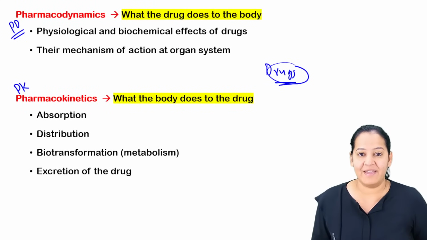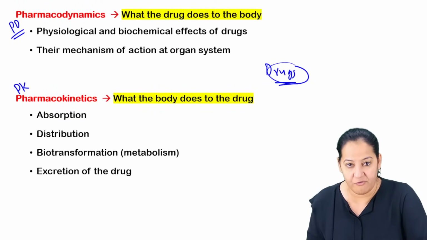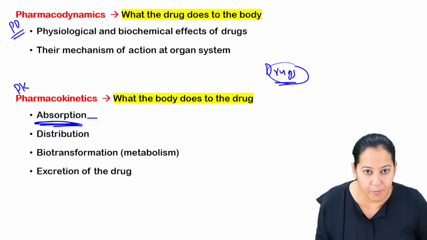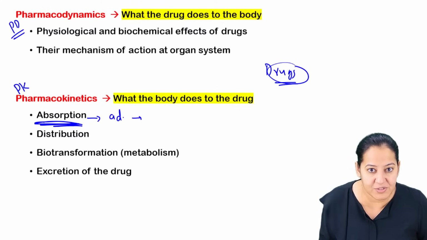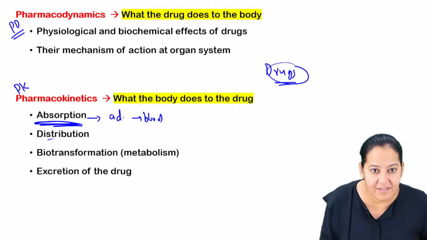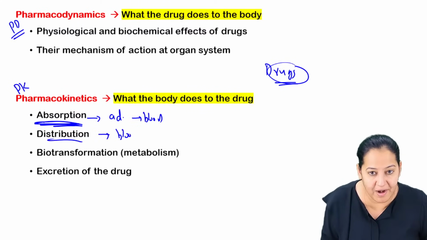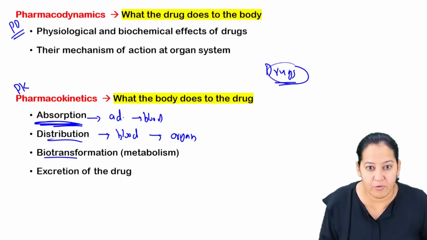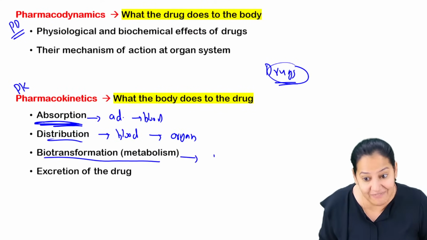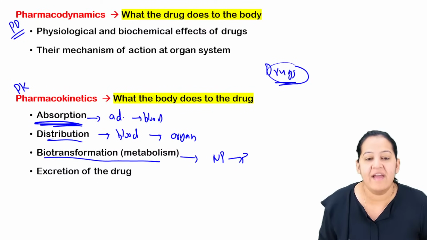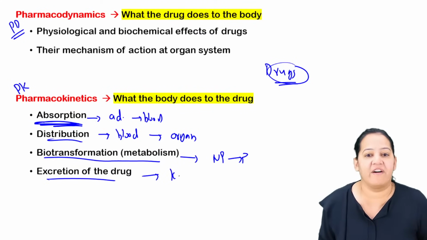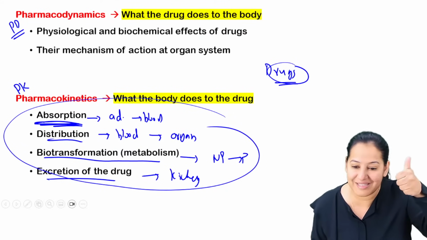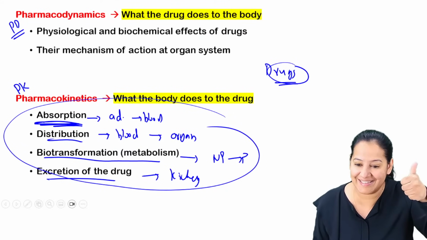So pharmacokinetics has four things. What are the four things included in pharmacokinetics? First, the drug gets absorbed. Absorption means movement from administration to blood. Then it gets distributed, that is movement from blood to various organs, the site of action. Then biotransformation or metabolism, that is in liver, non-polar gets converted to polar. And finally, it gets excreted in the urine via kidney. So these are the four things happening in a sequence.